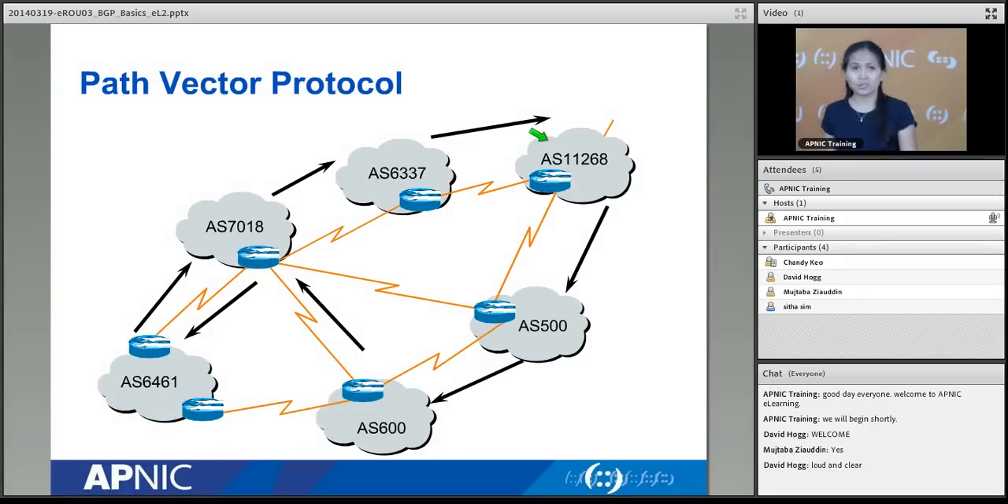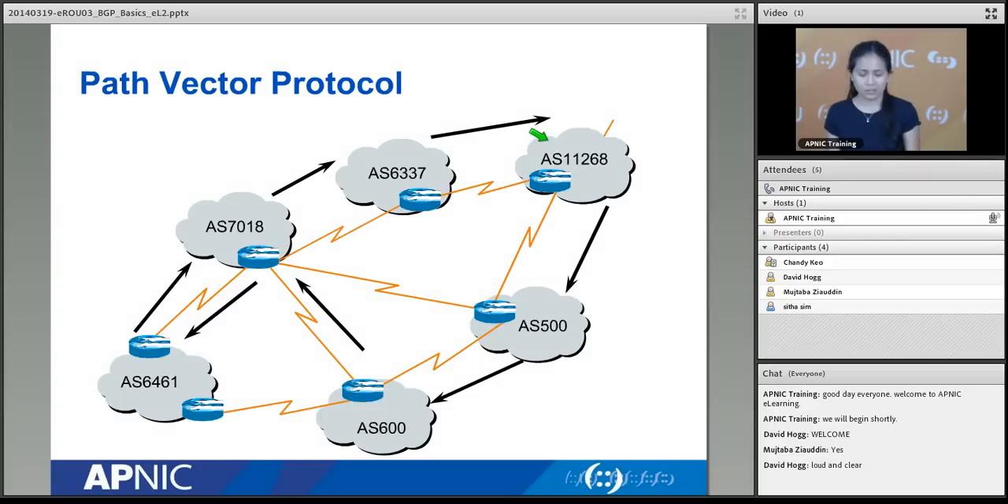Once AS6461 announces a route to 7018, 7018 must accept these routes in order for it to also forward them to its other neighbors. The decision to either announce other networks' prefixes depends on a lot of things. Most notably, it depends on an agreement or a connection between your networks. So to understand this more, let's look in the next slide at some of the terminologies that we associate with BGP.